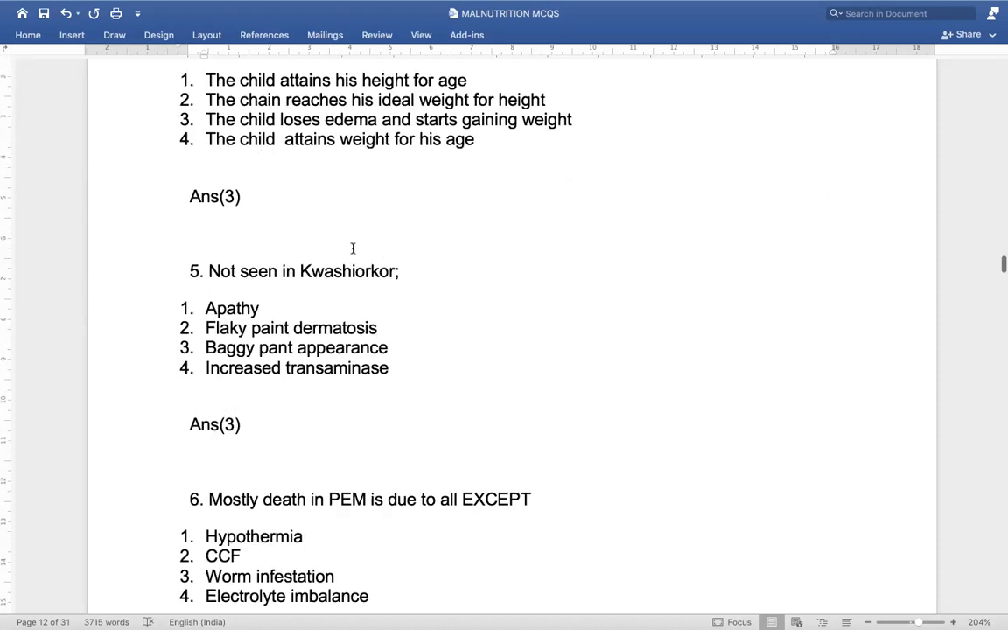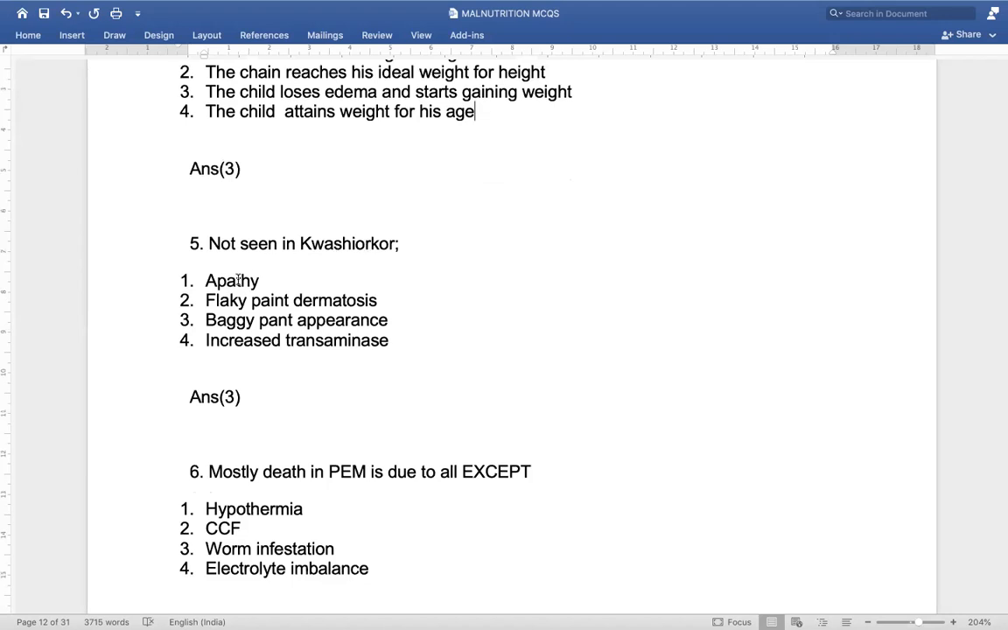Okay. So not seen in kwashiorkor is, so apathy is definitely seen. Flaky paint dermatosis is a part of kwashiorkor, and increased transaminase levels can be seen. What is baggy pant appearance? Because of fat loss in the gluteal area, there will be baggy pant appearance, which is classical of marasmus. Fat loss and muscle loss lead to baggy pant appearance in the gluteal area.